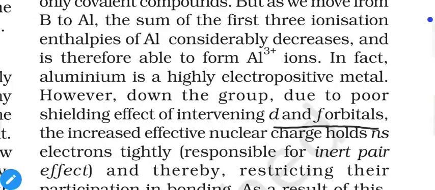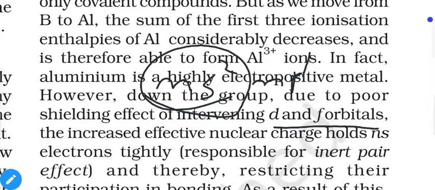And as we move from top to bottom, because of poor shielding, the s electrons in this group, as we know the electronic configuration is ns2 np1, feel a stronger attraction towards the nucleus, which creates the inert pair effect. Inert pair effect means the electron pair of the s orbital behaves as inert; it won't participate in reaction. So as we move from top to bottom, because of the inert pair effect, the +3 oxidation state tendency decreases and the +1 tendency increases. So the bottom element shows a +1 oxidation state rather than +3.